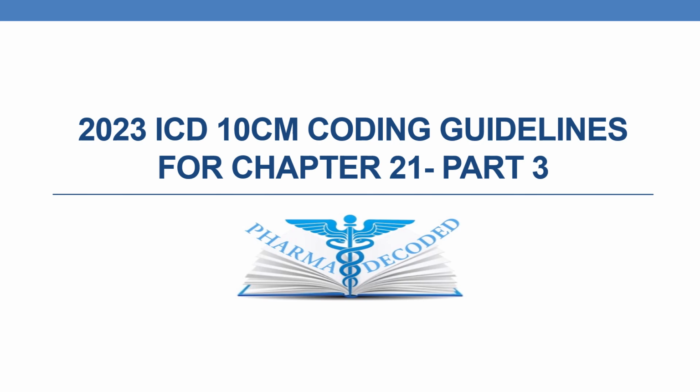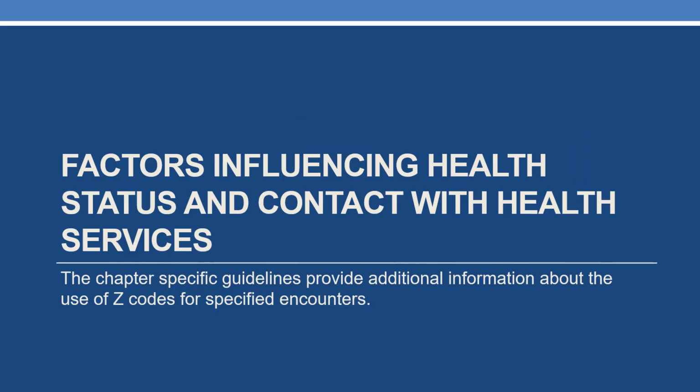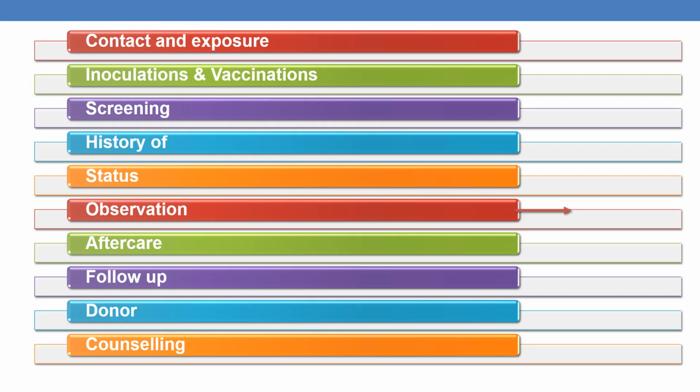Hello everyone, now let us discuss the 2023 ICD-10-CM coding guidelines for Chapter 21, Part 3. Chapter 21 mainly deals with factors influencing health status and contact with health services. The chapter-specific guidelines provide additional information about the Z codes for specified encounters. In the current session, we will be discussing the observation Z codes.